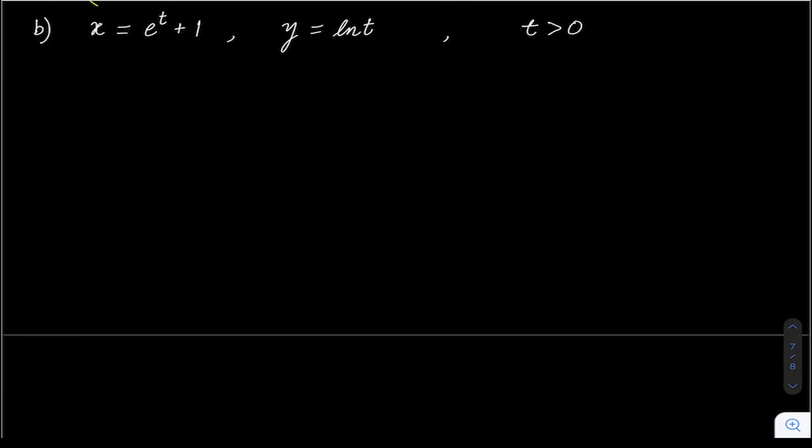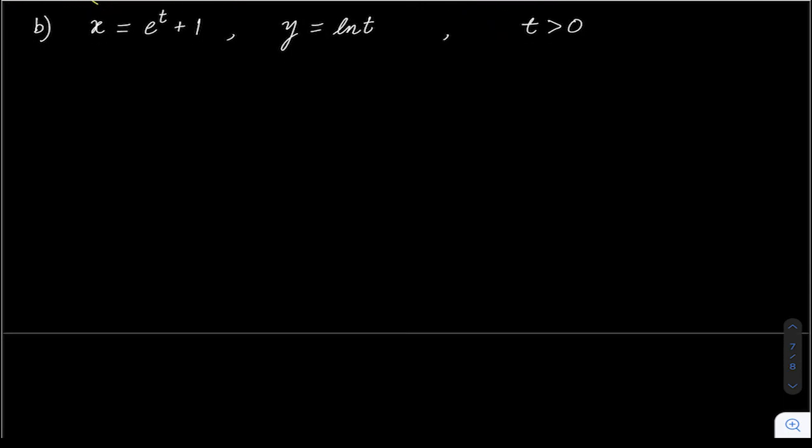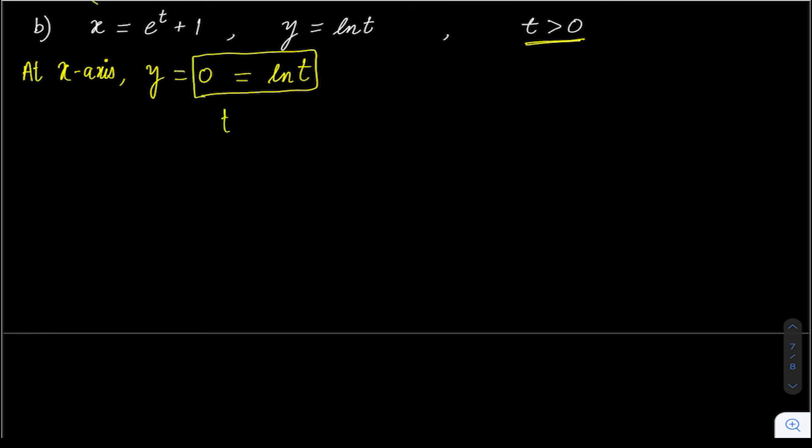Okay, let's try the next question. We have to find the points where it intersects the x and y axis. So the curve is x equal to e power t plus 1 and y is ln t, and t is given as greater than 0. Okay, so what happens at the x-axis? Let's first see. At the x-axis, my y coordinate is 0. So when y is 0, it gives us ln t as 0. So when is ln t 0? When t is 1, right?